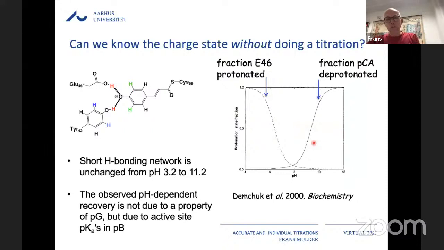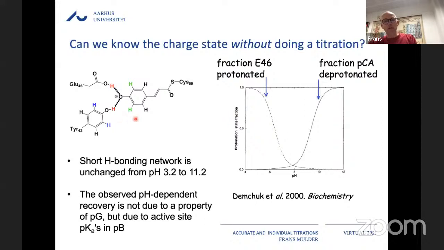The explanation, finally, for why we observe a maximum in the recovery around pH 8 does not come from the protein itself having any groups that are titrating in these areas. That is not happening at all. We followed all these hydrogens in the active site, and none of them change between pH 3 and 11. They're always in the same location at pH 3 as at pH 11.